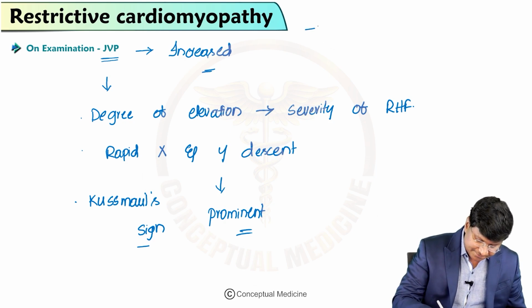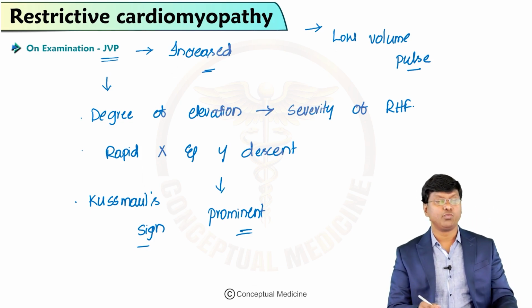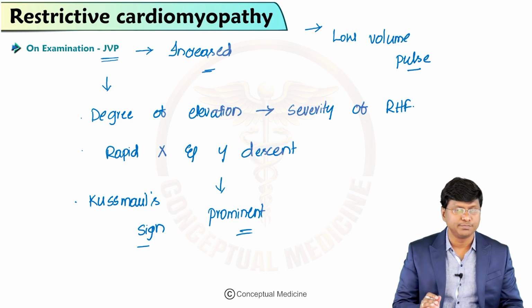And the other point is, these individuals have a low volume pulse. Why do you think they have a low volume pulse? Because the cardiac output is reduced. So that is the reason why the pulse will be a low volume pulse.